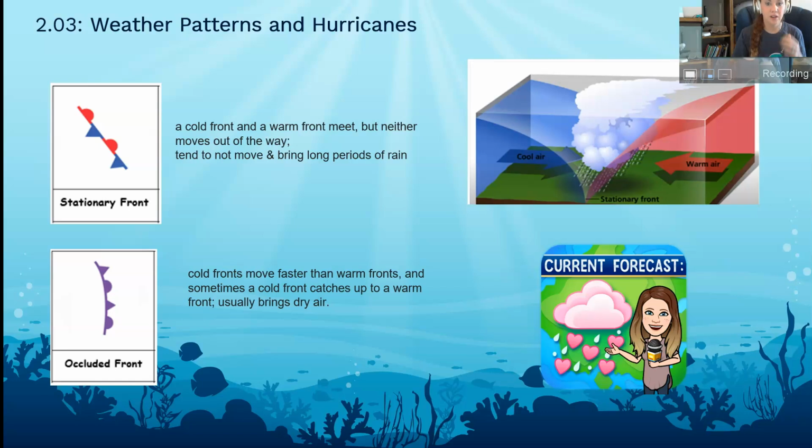Finally, we've got the occluded front. And these are fast-moving cold fronts. So if we've got a warm front here and a cold front, the cold front is going to move faster than the warm front, catch up to it. Okay, and then it's going to bring with it dry air.